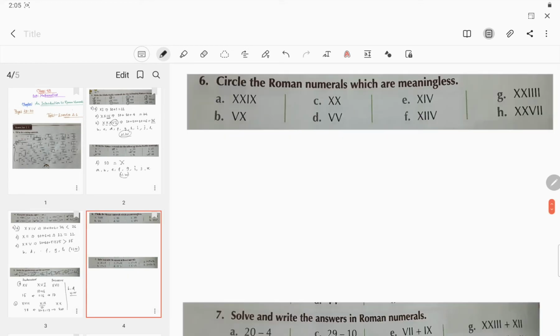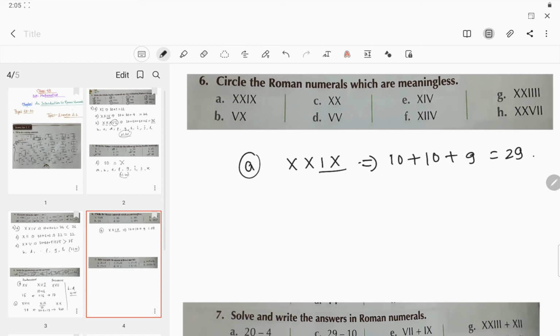Circle the Roman numerals which are meaningless. So if I choose A, it is given XXIX. That means X means 10 plus 10 and IX means 9. So this is 29. So it is not meaningless. So it is right. So don't circle it.